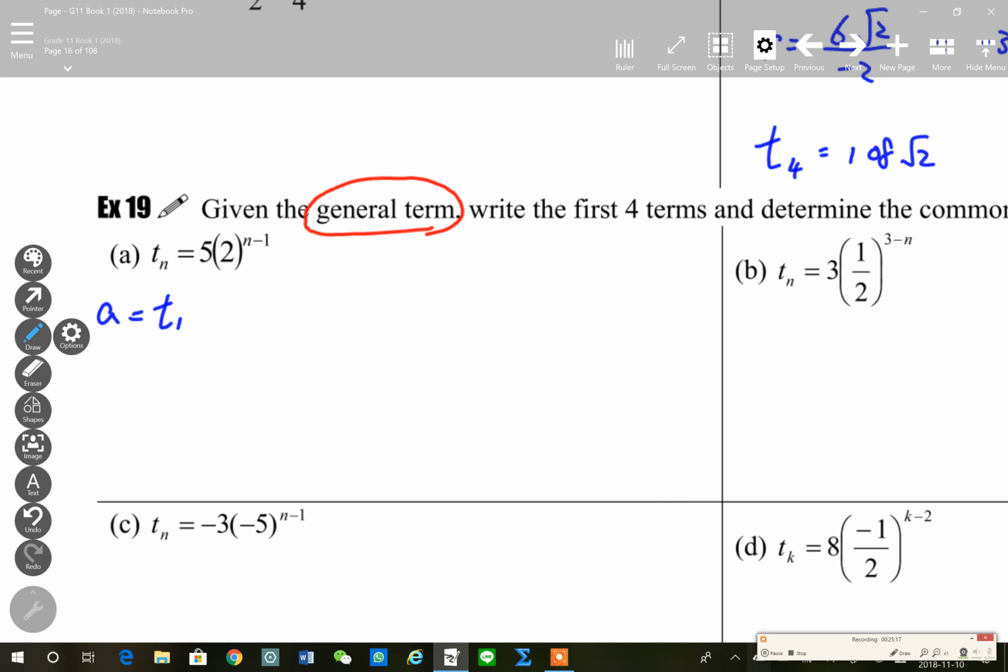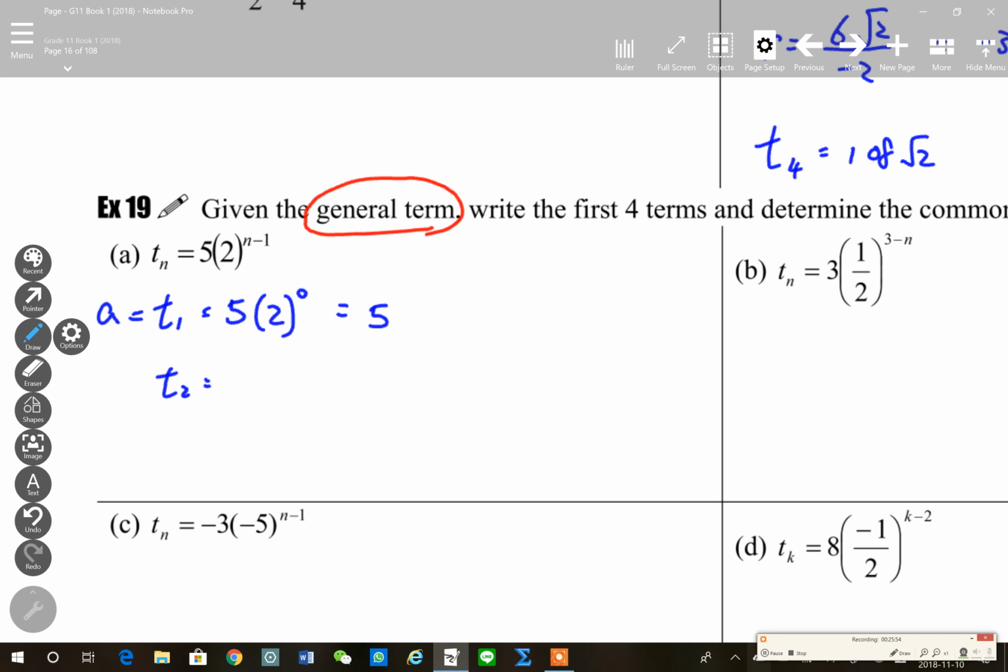So that means n is 1, so we put 1 into the n. That will be our shorter step: 5 times 2 to the 1 minus 1, which is 0, right? So even if you've learned it, still pay attention. So the first term is 5.